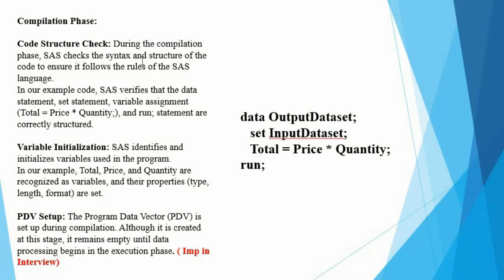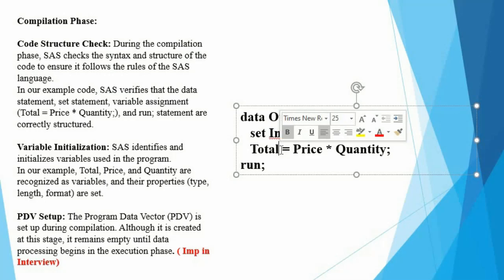Compilation phase. Let's understand this through the data set. Here I'm creating a new data set, the output data set. Here I'm doing data cloning from the input data set. If you notice, total equals price into quantity, and run. As we know, a total variable will be created, but the value will not be fed in the compilation. The price and the quantity are variables that already exist in the raw data. So in the compilation only the total variable will be created, but the value will not be fed. Let's understand this through the explanation.